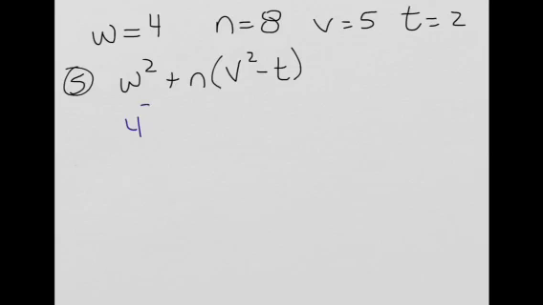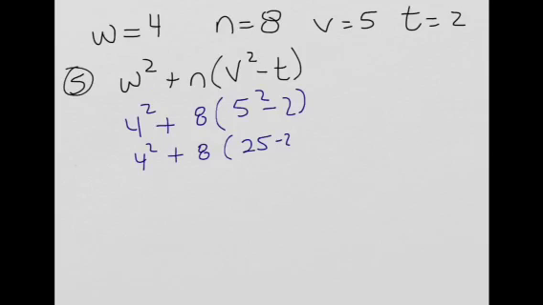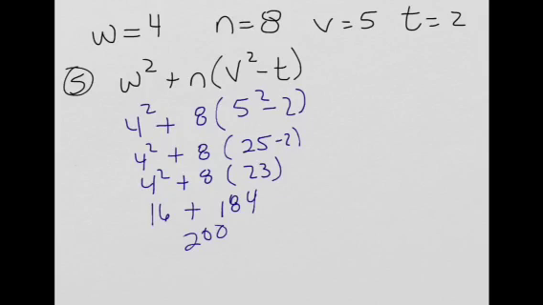W is 4, so 4 squared plus 8 times 5 squared minus 2. So we're going to go ahead and do parentheses first. So 4 squared plus 8 times 25 minus 2. 4 squared plus 8 times 23. 16 plus 184 is going to give you 200.